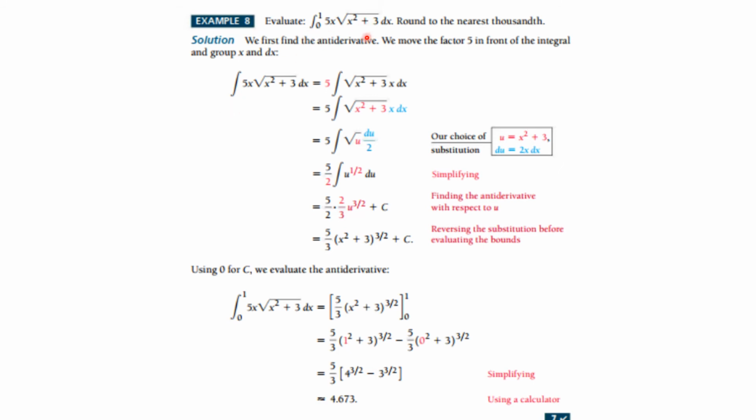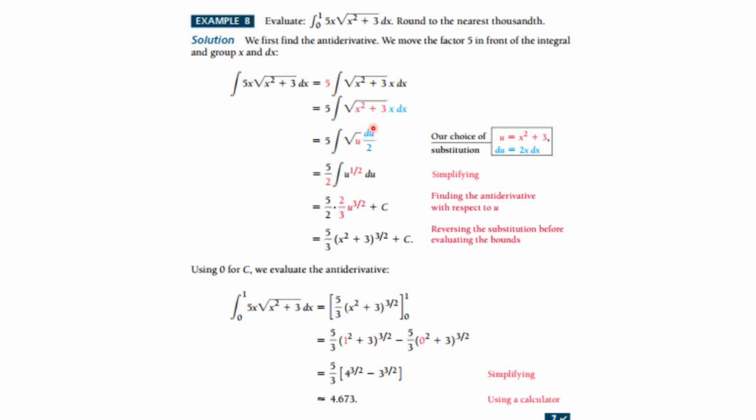So we're just going to consider the antiderivative to start with. And so we have this, and we can pull the 5 out, which I do here, but now I'm going to make a choice for my substitution. Notice that I have the square root of x squared plus 3, and then I have an x dx. So I'm going to let u equal x squared plus 3. I don't know if that's going to work yet, but we'll see if it does. And du, in this case, is equal to 2x dx.